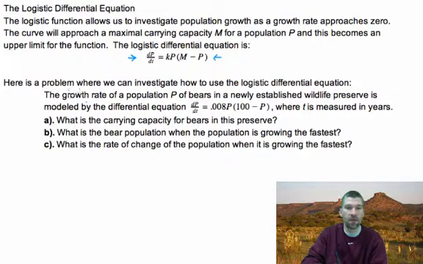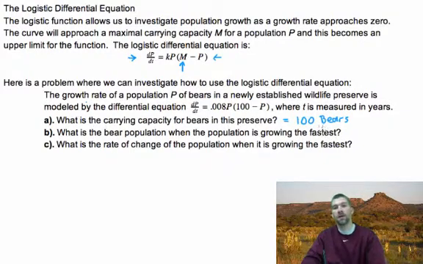All right. So what is the carrying capacity? We've got this problem, right? We're investigating population. The growth rate of a population of bears in a newly established wildlife preserve is modeled by the differential equation dP/dt equals 0.008P(100 minus P), where t is measured in years. So what is the carrying capacity for bears in this preserve? That's the M part. What is the carrying capacity for bears in this preserve? 100 bears. When we reach 100 bears, we've reached our full amount of sustainable population.